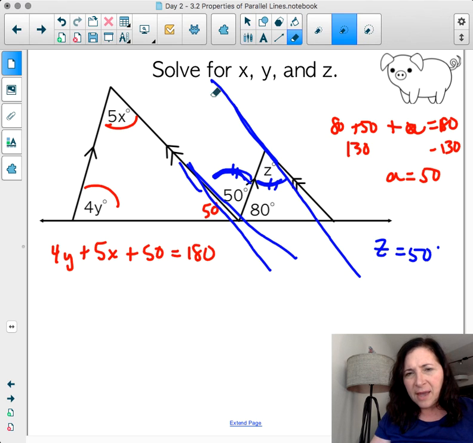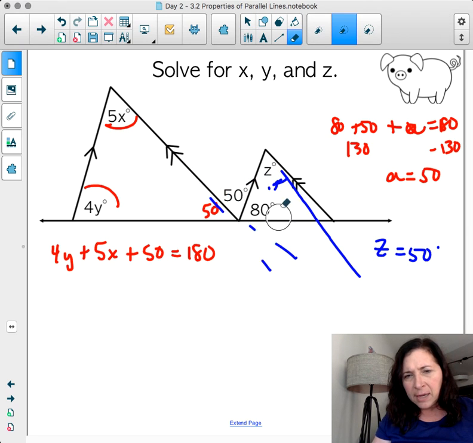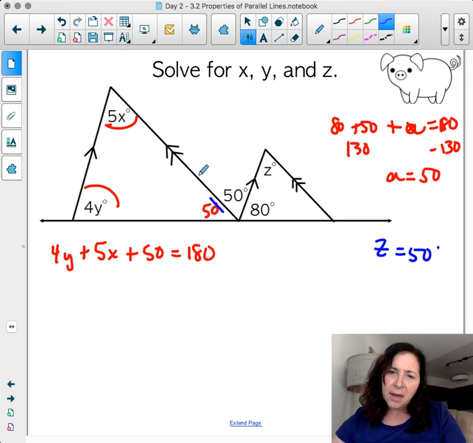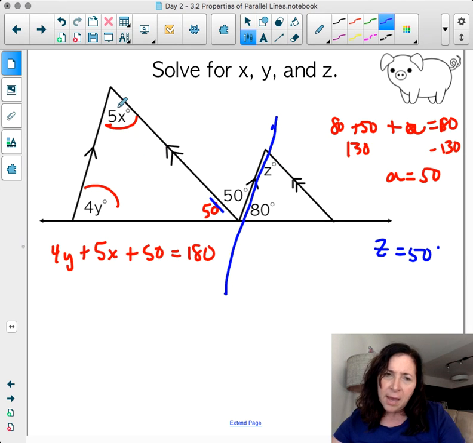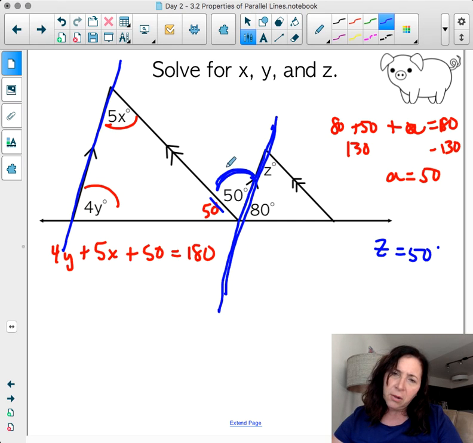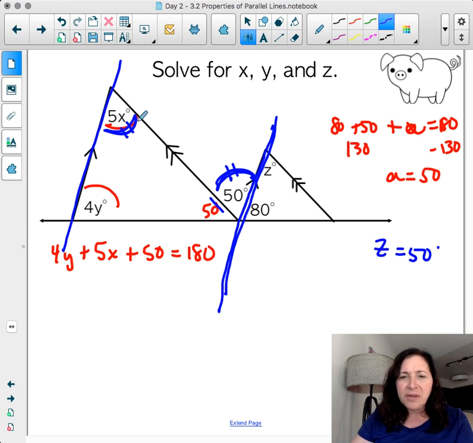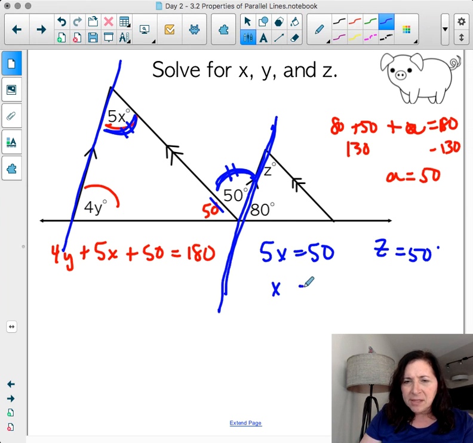Now, in addition to that, I'm going to erase that. I also know that this line right here and this line right here are also parallel, which means that I have an alternate interior angle with this angle and with this angle. So you see, sometimes it actually does help to extend those sides. So we also have 5x is equal to 50. So we have x is equal to 10.